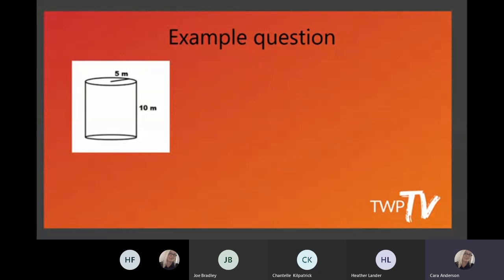Okay, so an example question for a cylinder. We know that V is the volume, and we need to do pi times r squared times height. So going back to what we learned about formulas, we need to make sure we do this in order. In the diagram, it's given us the values.